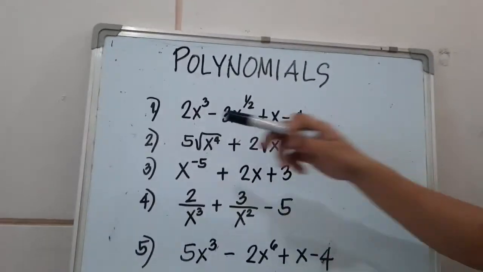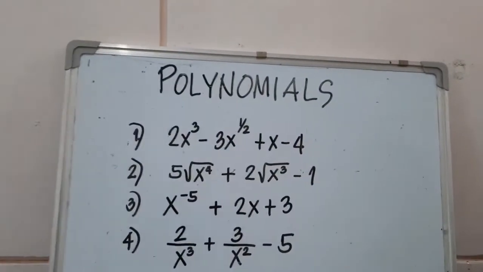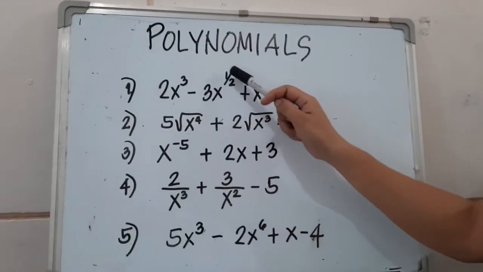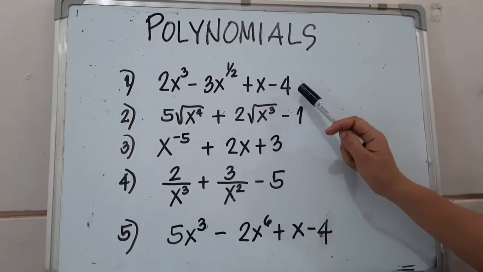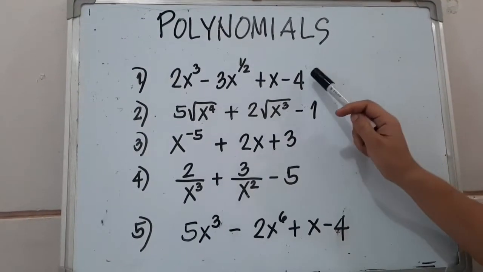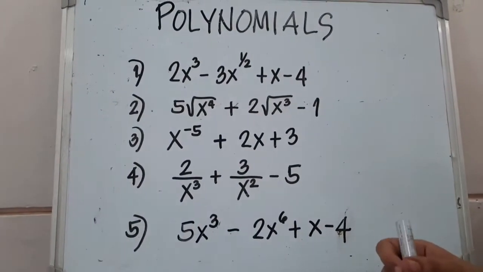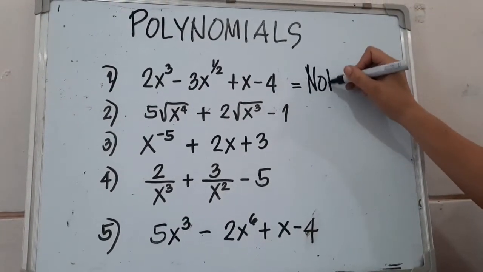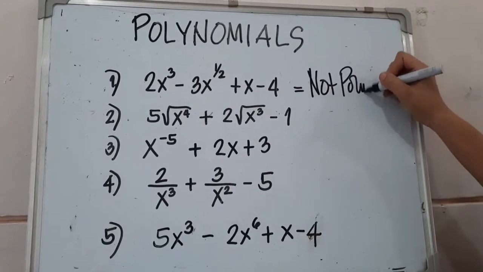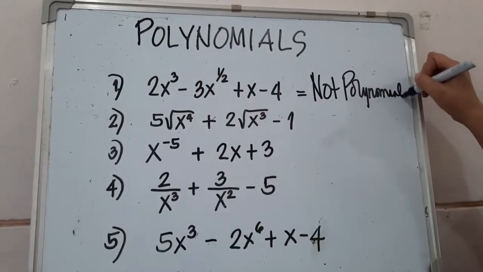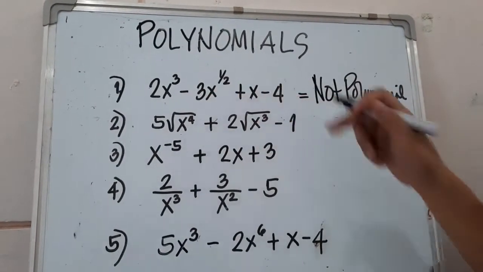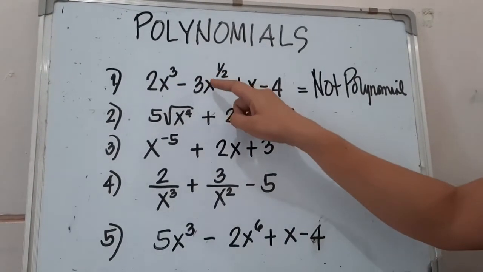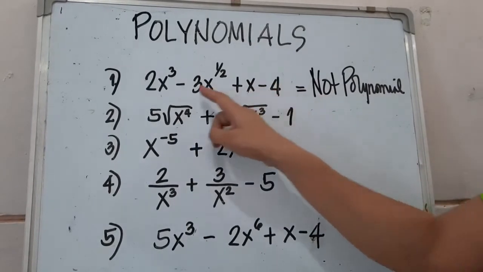We'll have number 1. 2x cubed minus 3x raised to the power of 1/2 plus x minus 4. Is this a polynomial or not a polynomial? Yes, this is not a polynomial. Why do you think this is not a polynomial? I want you to look very carefully at our given expression.